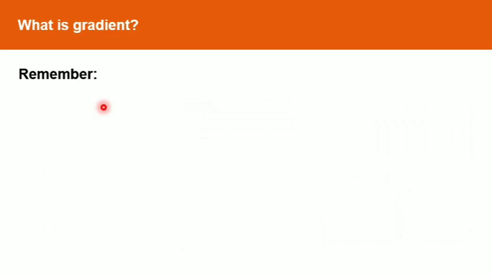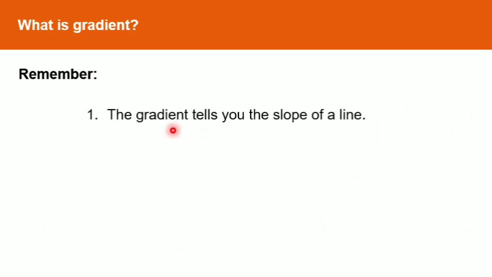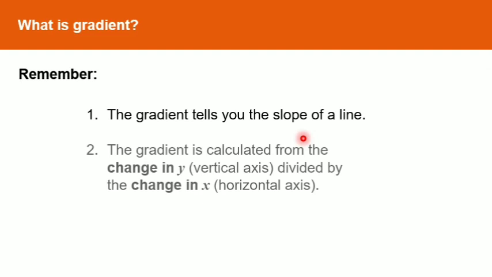What we have learned today so far is that the gradient tells the slope of the line. The gradient we can calculate as the change in y divided by the change in x.